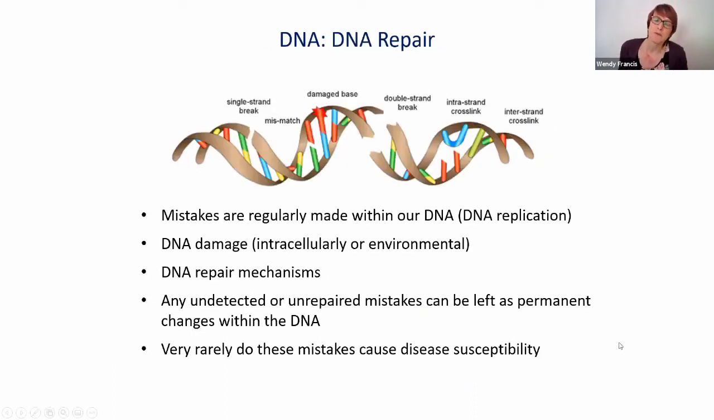So I think it's really important to understand that mistakes are made in our DNA all the time, okay? These can be mistakes that just happen as a part of DNA replication. And we know a lot of cells are actively undergoing mitosis all the time, so the DNA has to replicate, and mistakes are made. We can also have various different types of DNA damage. These can be intracellular based, just from the simple act of metabolism and the reactive oxygen species that are produced as a result of that metabolism.